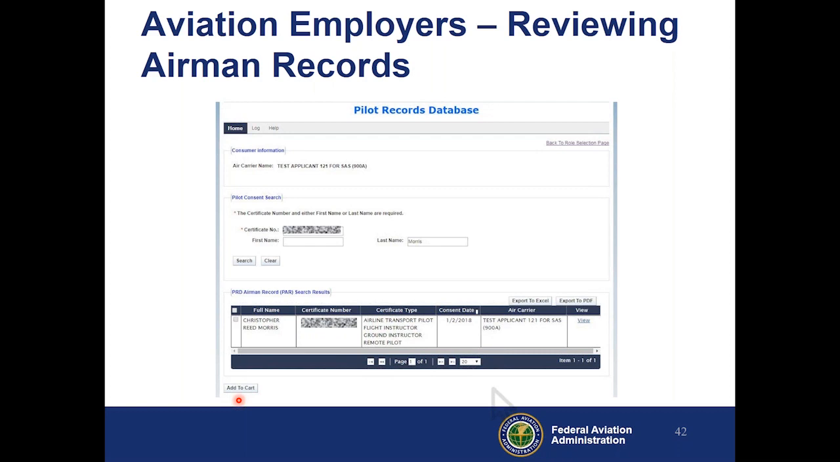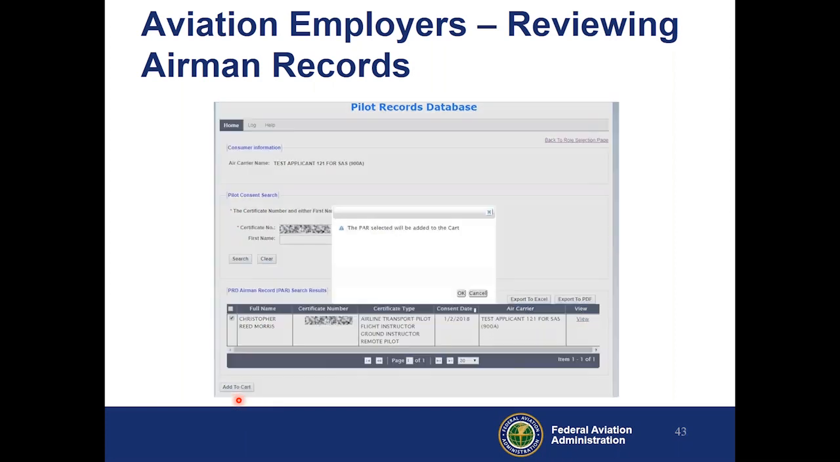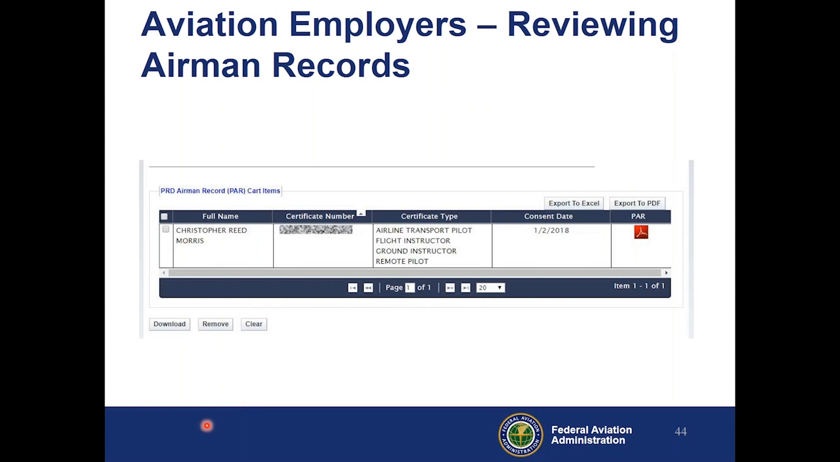It's kind of handy. So the way that you would do this is you would hit the check mark next to the person's name. You might have multiple names. If you search for multiple folks at one time, that's fine. And then you would say Add to Cart, and it will add them to the cart. I'll show you what that looks like.